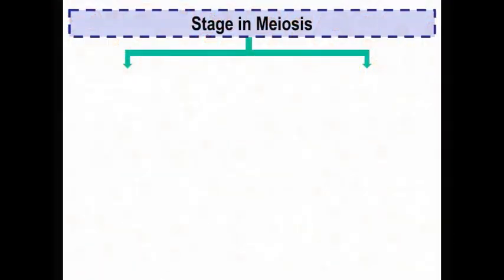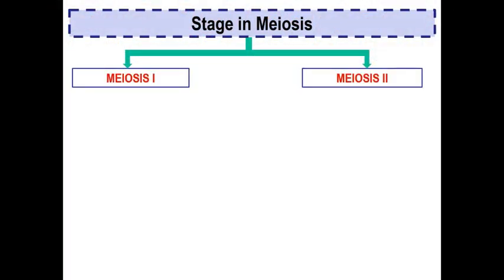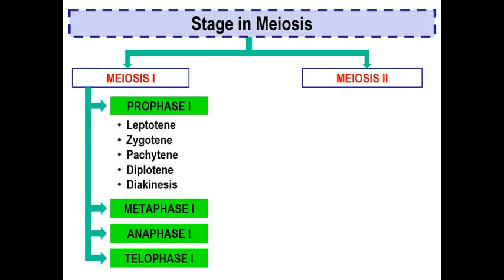Let's take a look at the overview of stages in meiosis. In meiosis, there are meiosis 1 and meiosis 2. For meiosis 1, we have 4 main phases, which are prophase 1, metaphase 1, anaphase 1, and telophase 1. Prophase 1 is the longest phase of meiosis. It is divided into 5 subphases, which are leptotene, zygotene, pachytene, diplotene, and diakinesis.